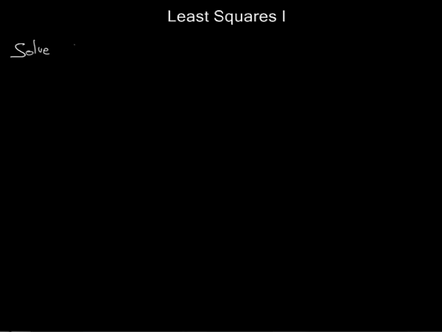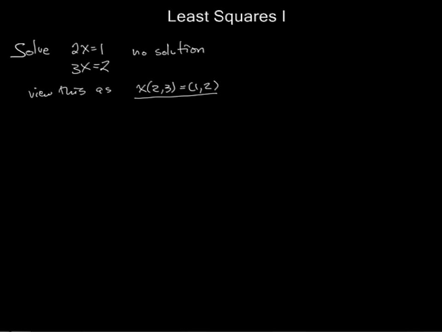Suppose we had two equations and one unknown, 2x is equal to 1 and 3x is equal to 2. This obviously has no solution. So the question is, what's the best that you can do? And what we do is we view this as a vector equation. x times the vector (2, 3) is equal to (1, 2). That's exactly the same thing.